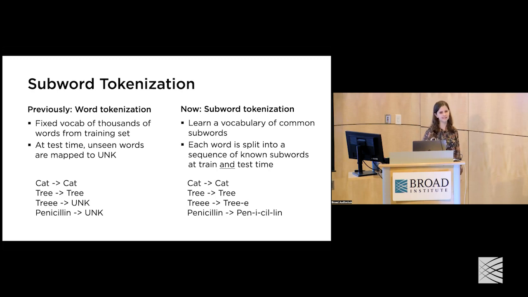So going back to those examples, in this subword tokenization scheme, maybe cat and tree, the entire words are still in your subword vocabulary. But now tree with an extra E isn't, and it might be broken down into the two subwords, tree, and then the letter E. And penicillin might not be in the original subword vocabulary, but the subwords pin, I, sil, lin might be in there. So this allows you to decompose these words that aren't in your vocabulary to subwords that are.